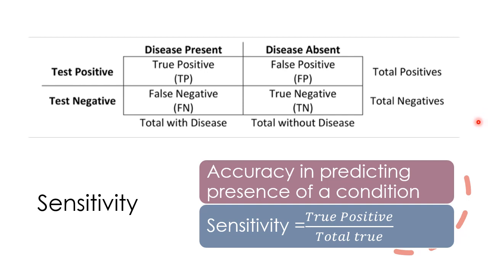So sensitivity is how accurate predicting the presence of a condition will be. The higher the sensitivity, the more accurate the prediction will be. It's found by the true positives divided by the total number of true. So like this value divided by this value.